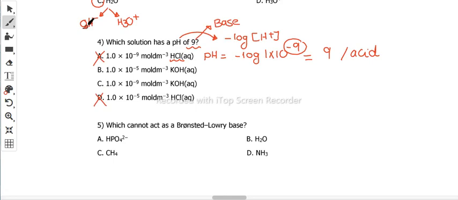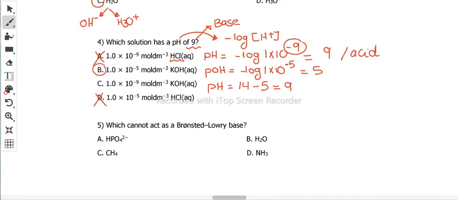Continuing with the other two choices, the second one has 1 times 10 to the power of negative 5 of KOH. The first step is to calculate the pOH value since you are talking about a base. So the pOH is the negative logarithm of 1 times 10 to the power of negative 5. So the answer will be 5. Continuing with the pH, remember the rule: pH equals 14 minus 5, and your final answer is 9. So the answer is definitely B.